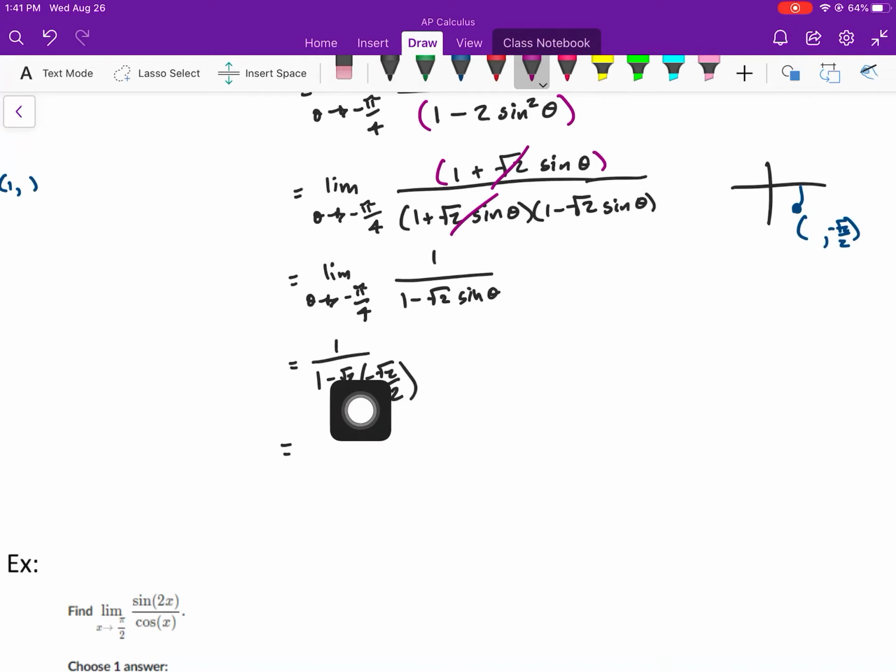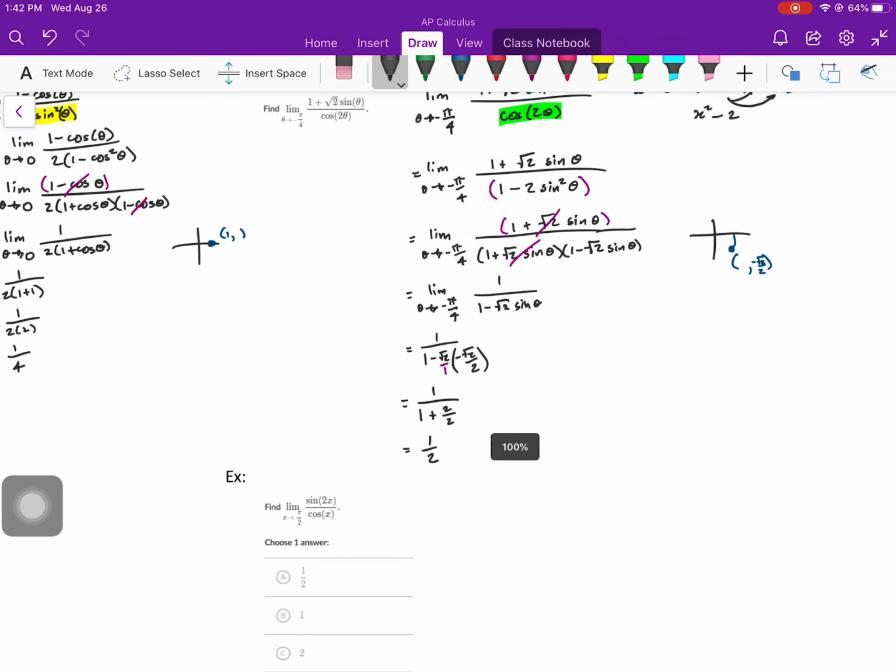And so remember, we're talking about square root of 2 times square root of 2, square root of 4, which just ends up being 2, right? The square roots cancel each other out. So we're going to have 1 over 1 plus, because it's a negative times a negative, and that's going to be 2 over 2, because square root of 2 times square root of 2 is 2. 1 times 2 is 2. And so that's 1/2.